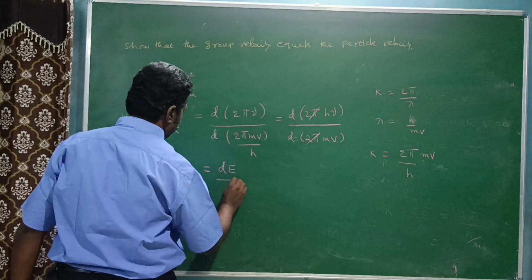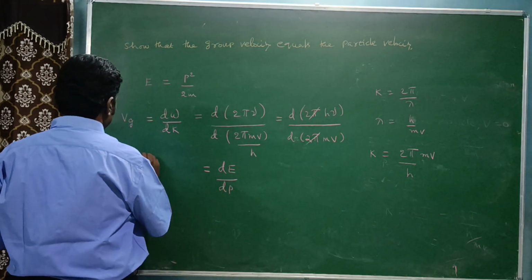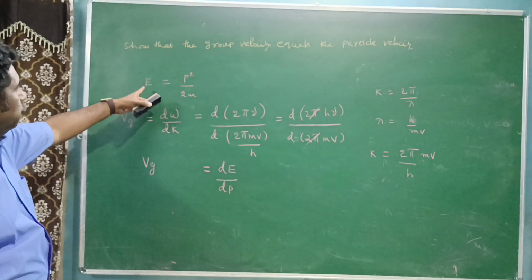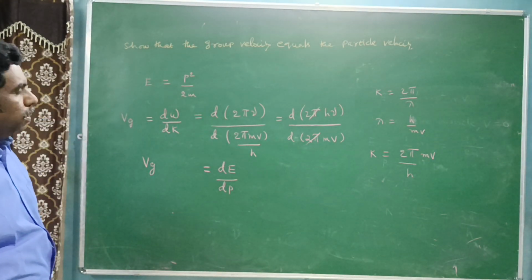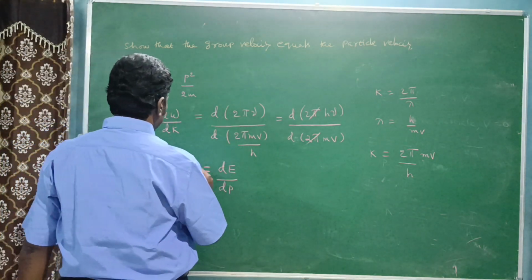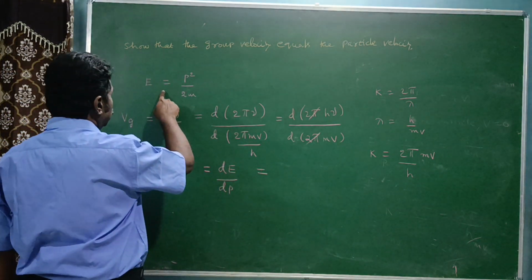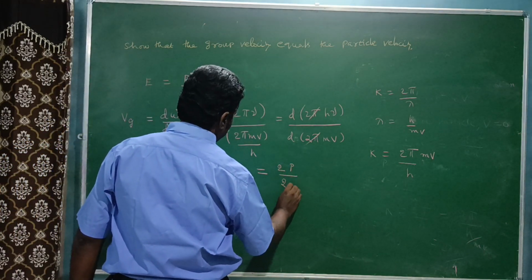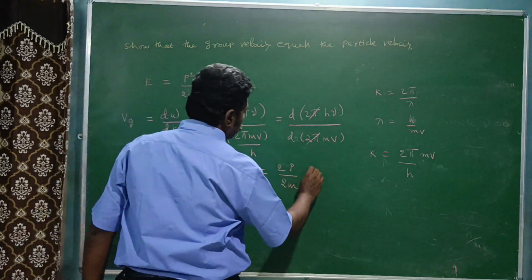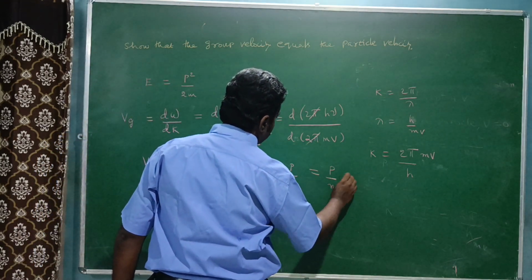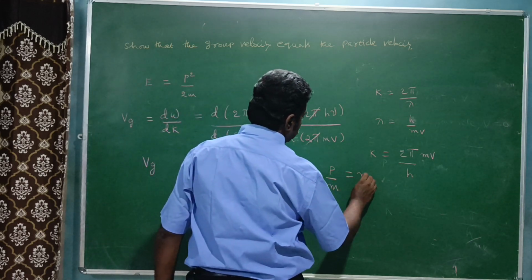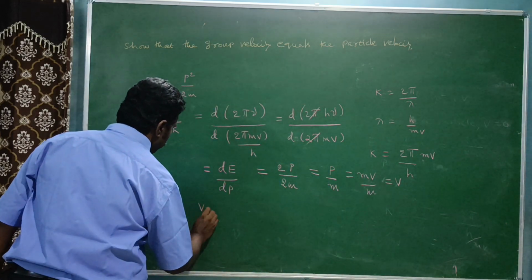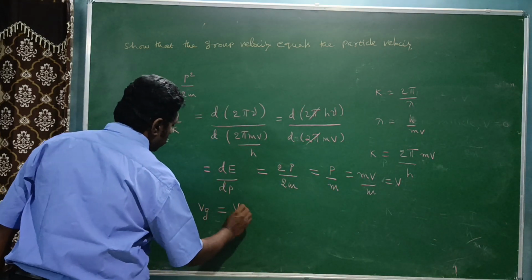M is our momentum. So dv. Then group velocity Vg equal to dE by dp. For a free particle, E equal to p square divided by 2m. Then dE by dp, differentiate this equation with respect to p, is 2p divided by 2m, which is equal to p by m. We know that p equal to mv. So mv by m, which is equal to v. Now we have proved that group velocity Vg equal to v.